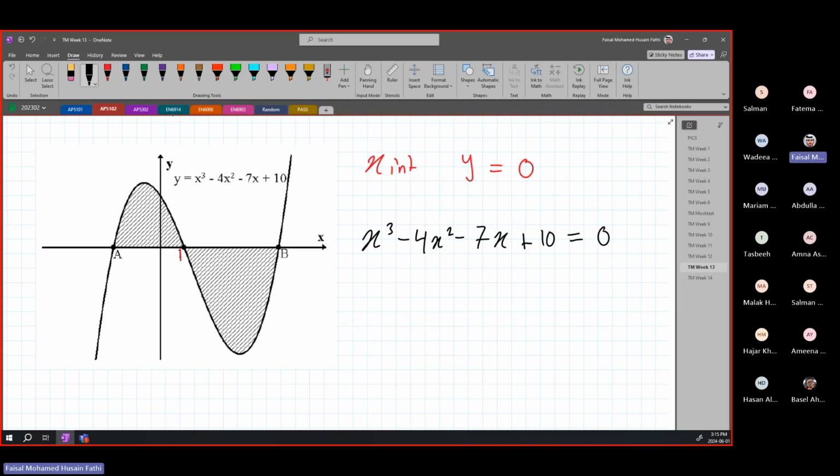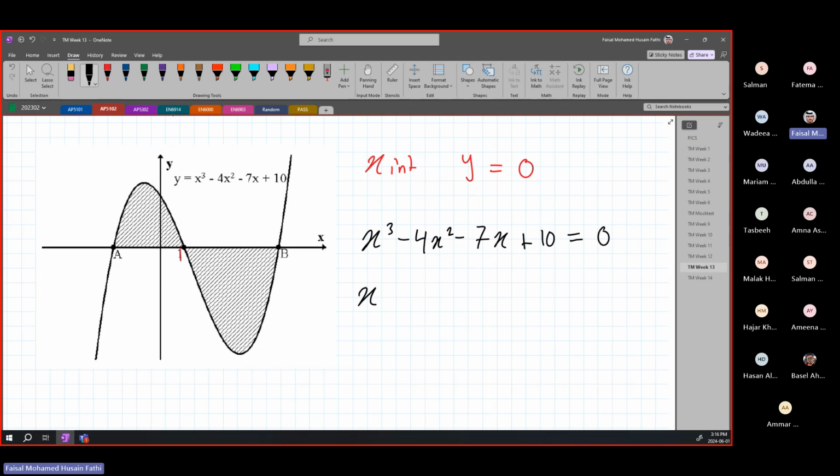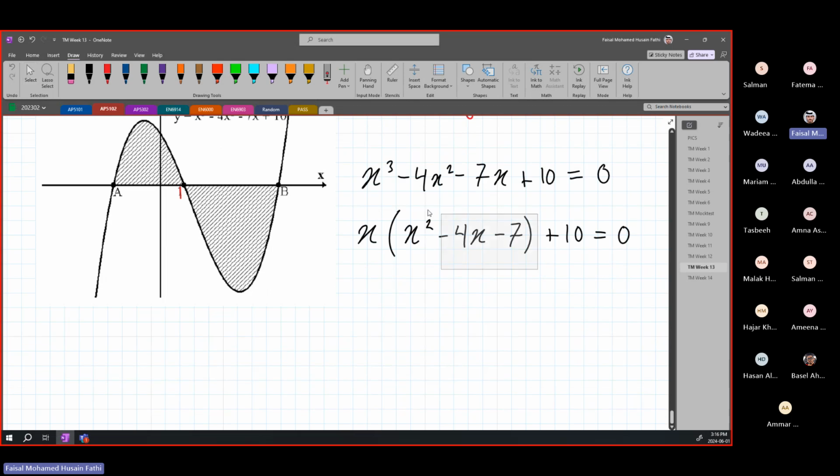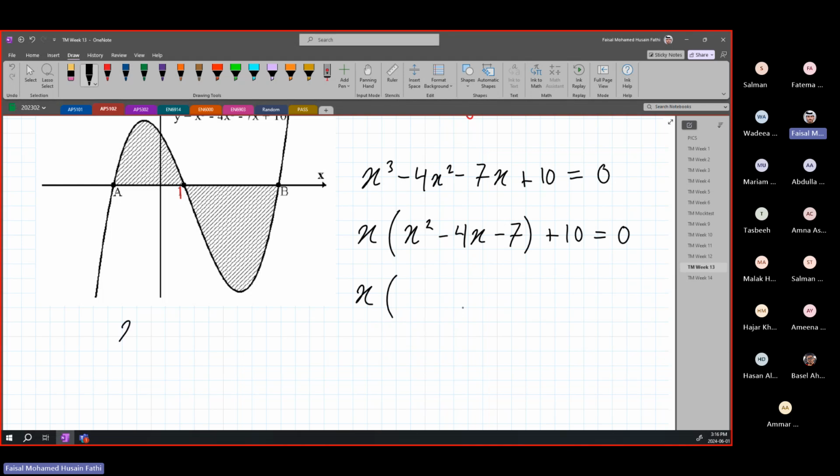The way I would solve it, me personally, I would take x common in the first few values. So it's going to be x common, x squared minus 4x minus 7 plus 10 is equal to 0. All right? And then I would factorize this value over here. So it's going to be x times. Remember, if you want to do factorization, you can either do mod 5.3 or you can do direct factorization. That's up to you. Just 1 second.